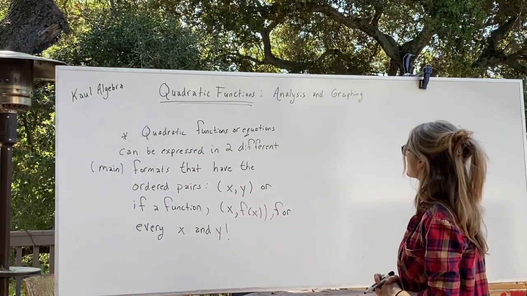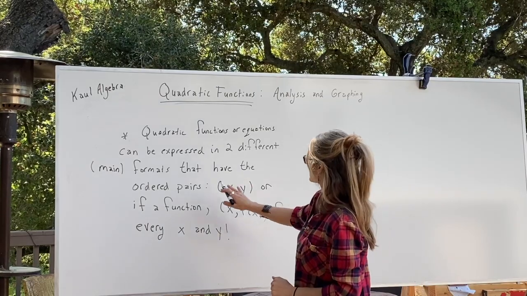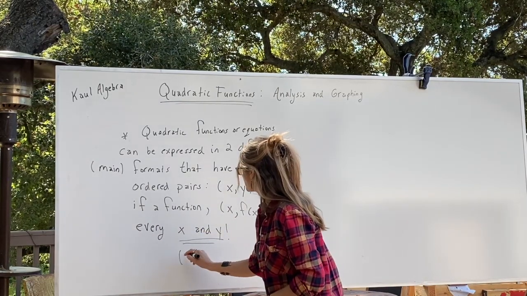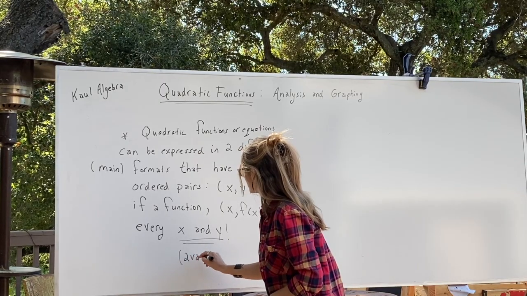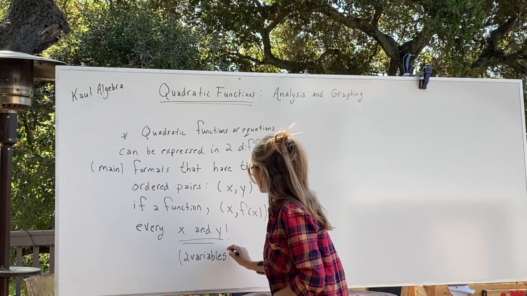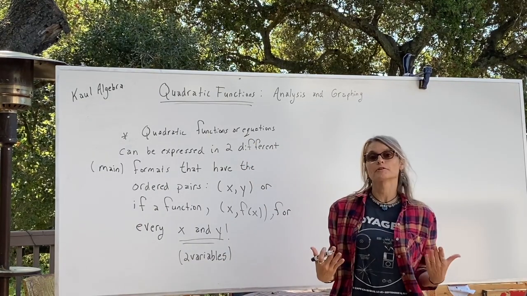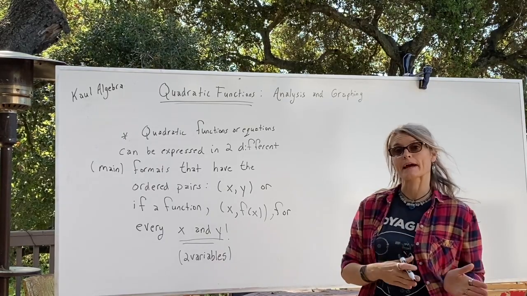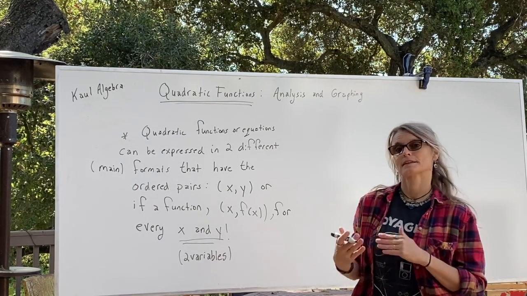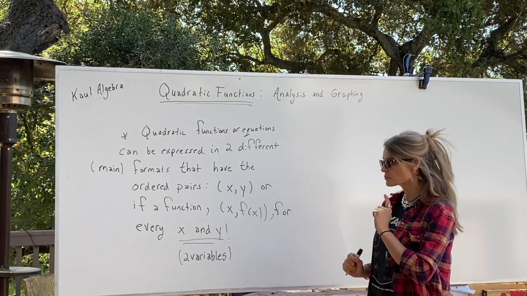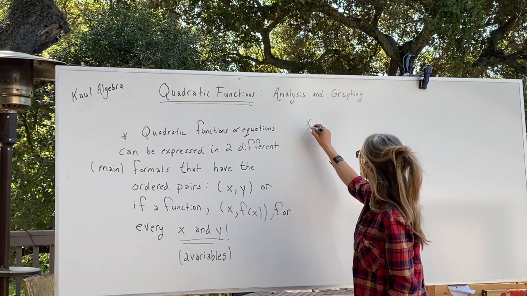Okay? So we have equations that are expressed in two formats, and we're going to have two variables that we're going to work with. So when you say it's a quadratic function, you automatically are looking at two different variables, the x and the y, or the x and the f of x, when you want to specify it's a function. Okay, really important.